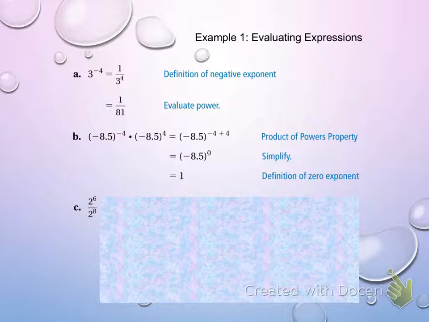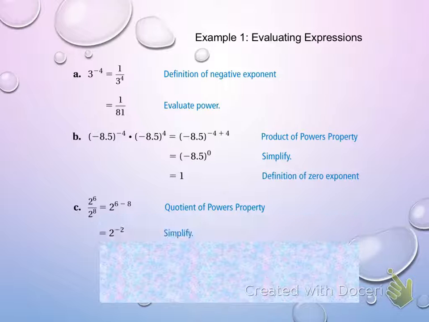We've got 2 to the 6th divided by 2 to the 8th. Remember, when we're dividing exponents according to the quotient property, we need to subtract the exponents. So 2 to the 6 minus 8. Now you just need to simplify 2 to the negative 2nd. But you never want to leave something with a negative exponent.